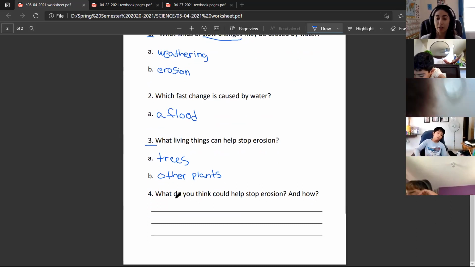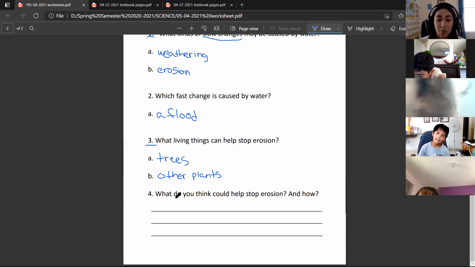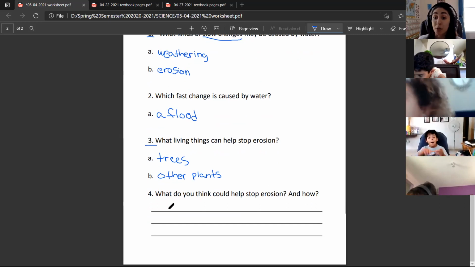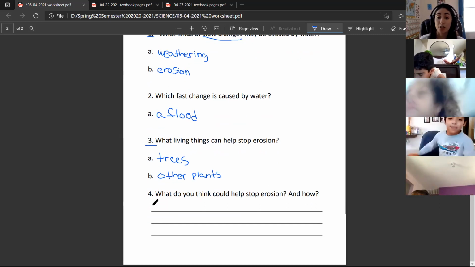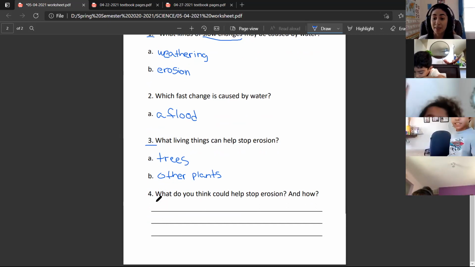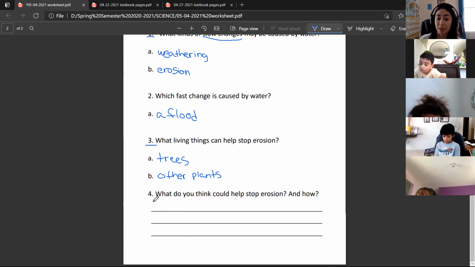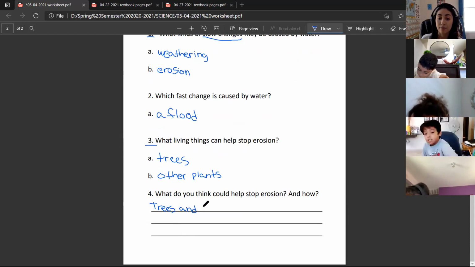Now look at number 4. What do you think could help stop erosion? Now we're going to write the sentence. Trees and other plants can help stop erosion. That's the first sentence. Trees and other plants can help us stop erosion. Erosion, not eruption.